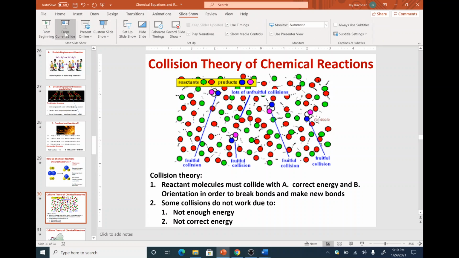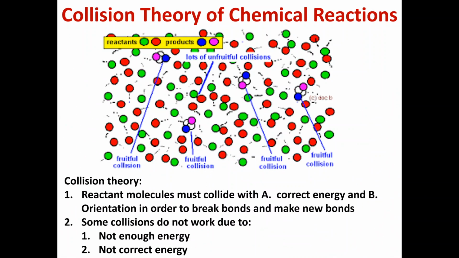So I'm going to make this a little bit bigger. All right, so here are the reactants. Reactants are green, products are red, I guess. And we're seeing these guys are colliding. So reactant molecules must collide with two things.